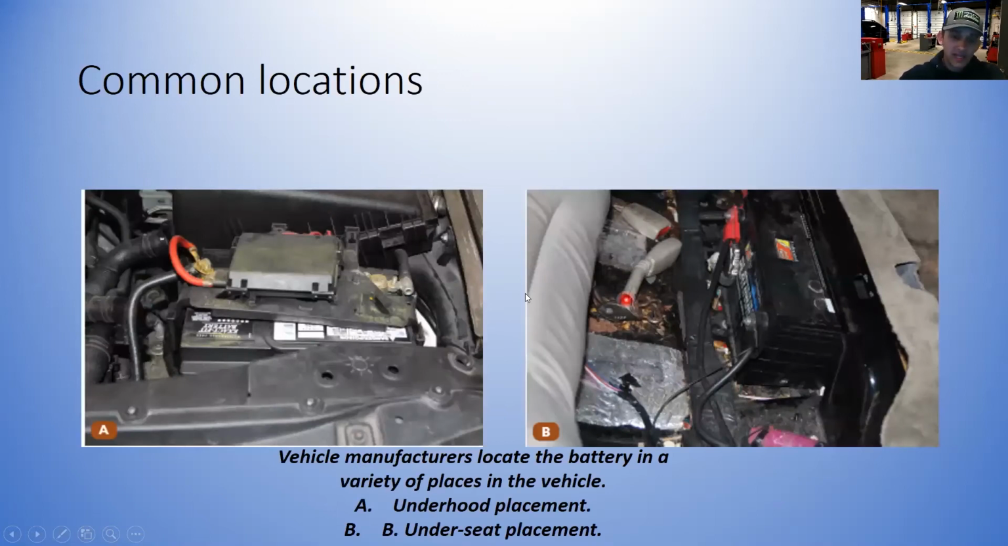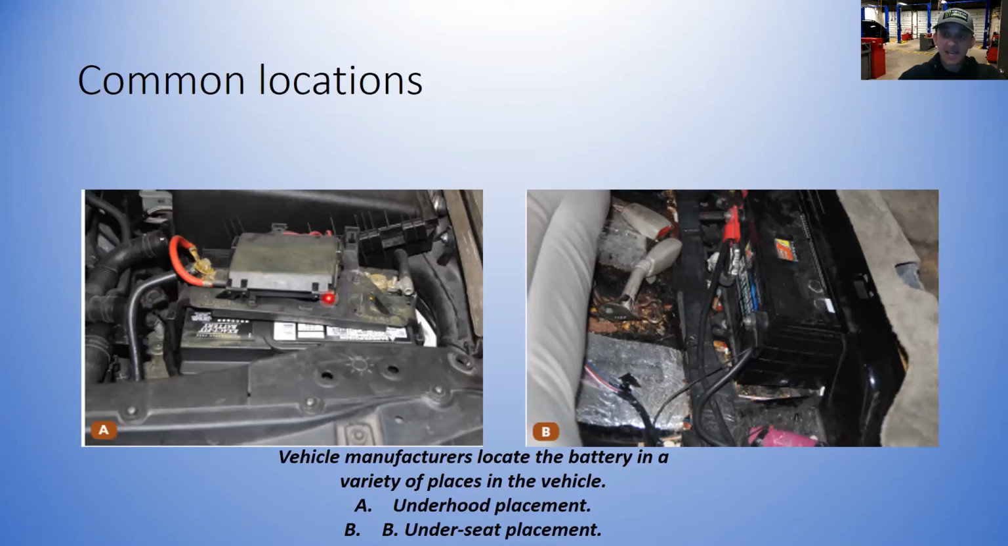Some of the common locations: everybody knows that you see batteries under the hood of cars, right? But on a lot of late model vehicles, they are not under the hood anymore. How many times have you guys opened the hood of a car and you're like, well, where the heck's the battery at? And you may see jump starting posts or battery cables running to somewhere, but they're not under the hood right in the core support or in the fender well like they used to be in the old days.